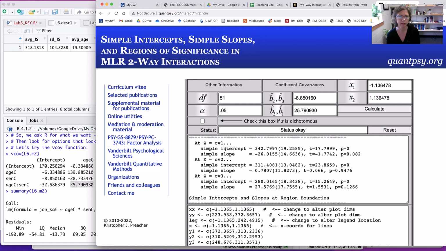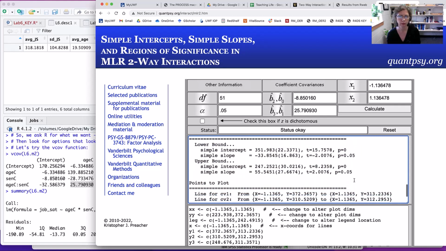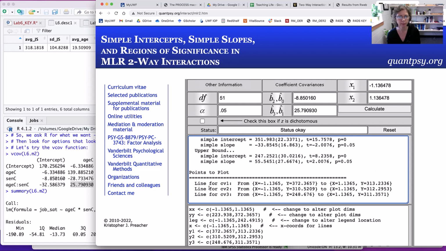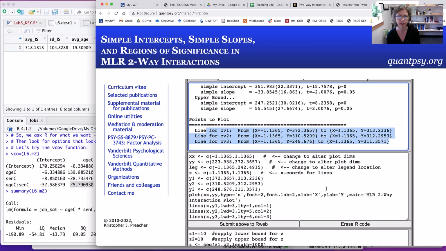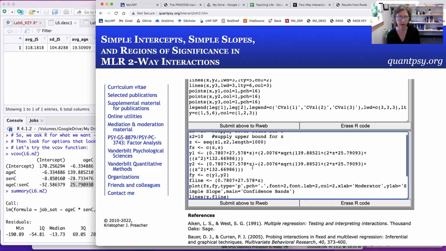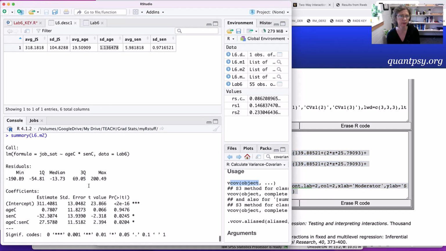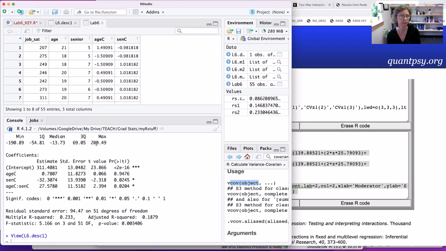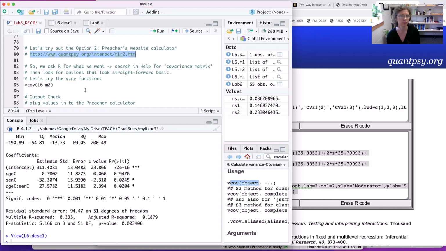The simple slope for each level of the moderator. And the points to plot, like you can actually tell R to plot specific points on a graph. It takes a little more doing though. We can also just take all this and copy. So Control A for all, Control C for copy, and then go right over here into the console.